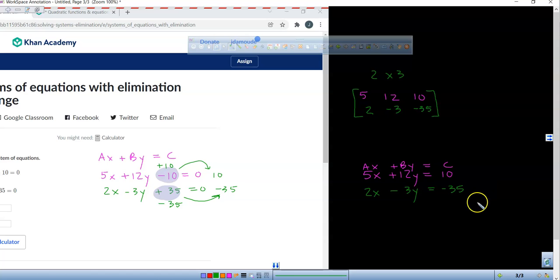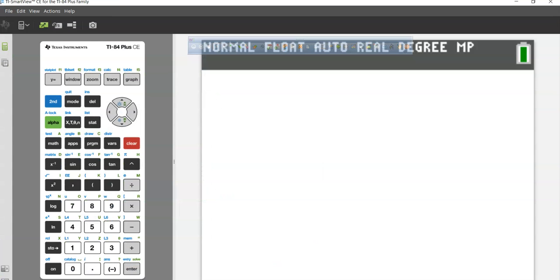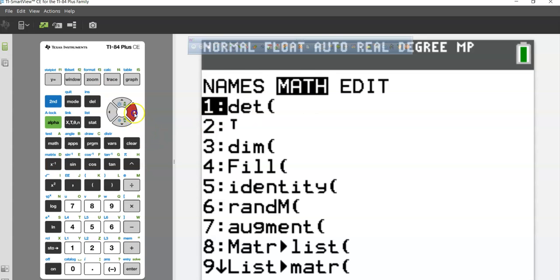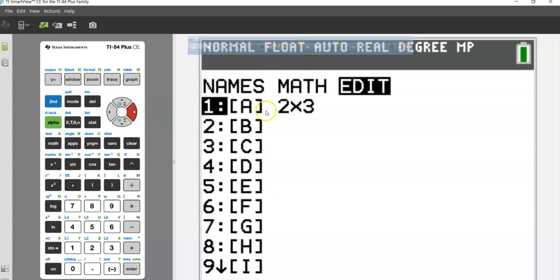So now I'm going to show you how to put this into a matrix. You have your calculator, just turn it on. It's a TI-84 Plus CE. All right. Now you hit second, and then you hit X to the negative 1. See that little blue word says matrix? That's what you've got to do. And I'm going to go over to the right where it says edit, and I'm going to press enter.